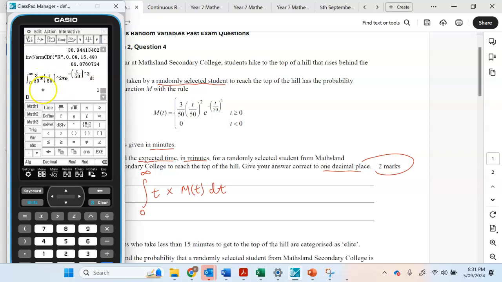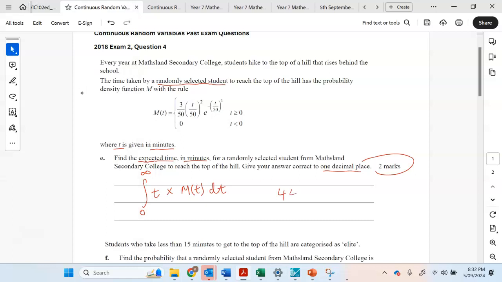Oh, the mean. We've just proven that it is a probability density function. We've got to multiply it by t. Sorry, that was my bad. You could put the t at the beginning. I just put it there, I don't know why. So 44.64 and so on. We have to do it to one decimal place, so we just have to check for rounding. So 44.6 minutes.